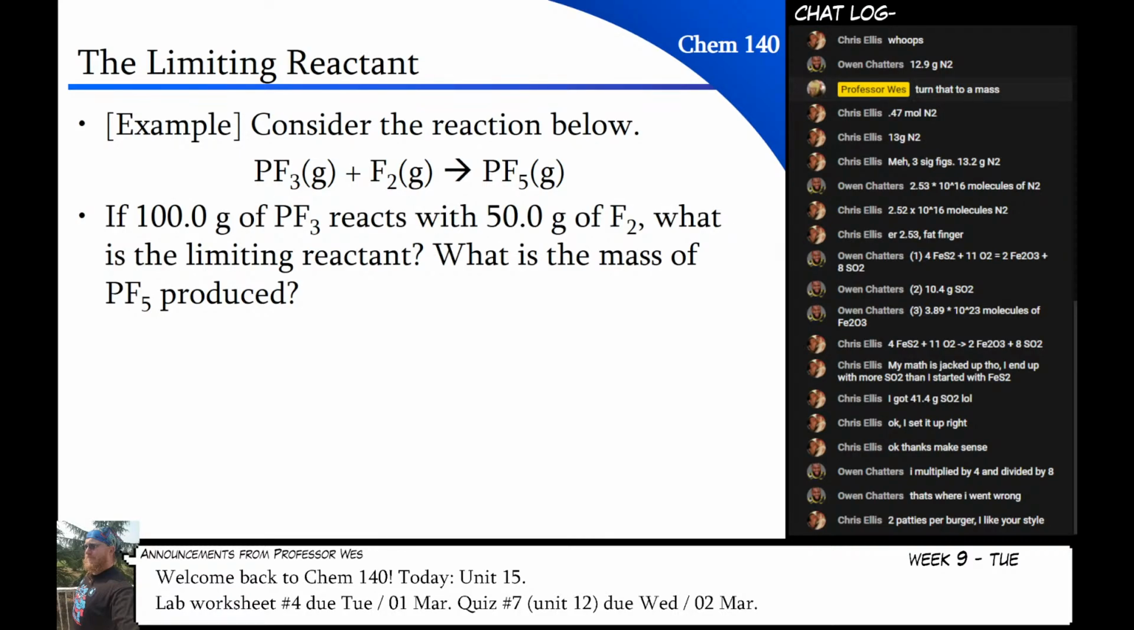All right, I'm going to have you try this one problem before we call it a day, because we're almost out of time. I'm going to give you PF3 and F2: 100 grams PF3, 50 grams of F2. Which one's the limiting reactant, and what mass of PF5 do you actually make when you mix these quantities together? I'll give you 5 minutes or so to do it. Then I'll do the answer, and then we're out of time. So see you in just a bit.